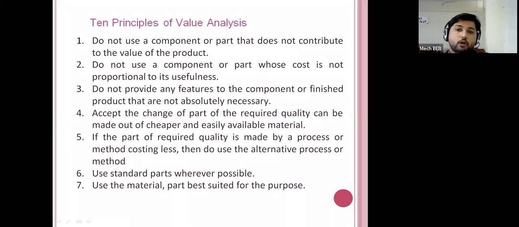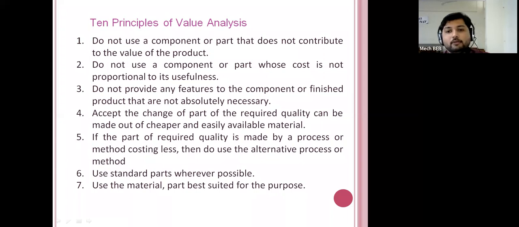Then, do not use a component or a part whose cost is not proportional to its usefulness. Some components are there whose cost does not relate to their function. Its minimum functional cost is very much less than the cost of the actual product. Such components will not be selected, as the usefulness or worthiness of that particular component is very little compared to its cost.